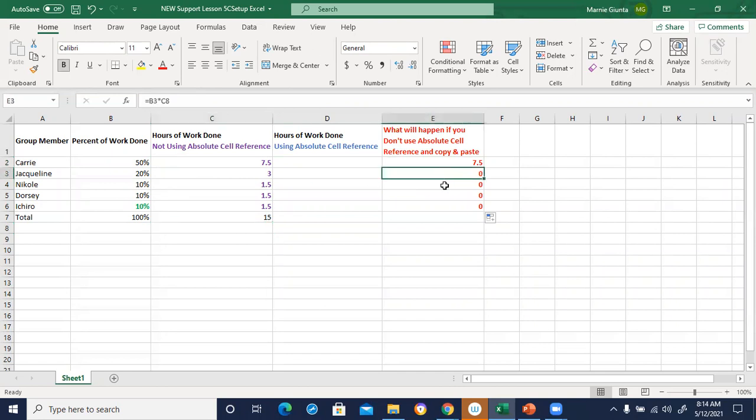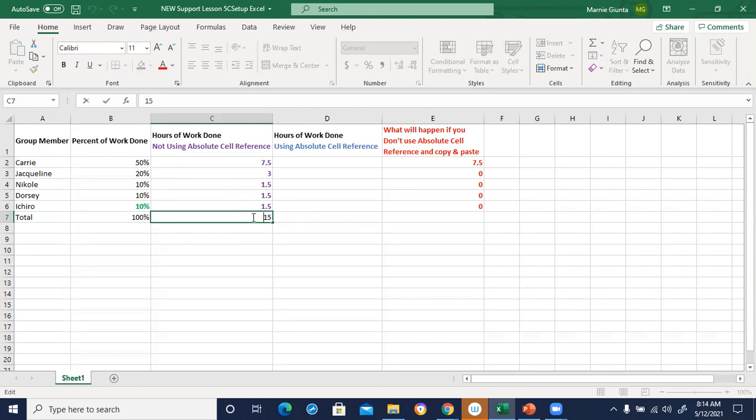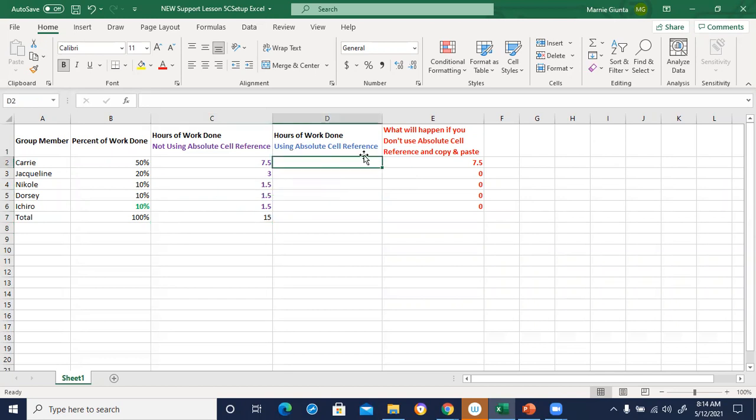And so you'll notice how it did that. It went B4, C9, B5, C10, B6, C11. I didn't want that to happen. This is why I did not use the absolute cell reference. So what they're saying is, to do an absolute cell reference, to always go back to this cell, you must do $C$7.